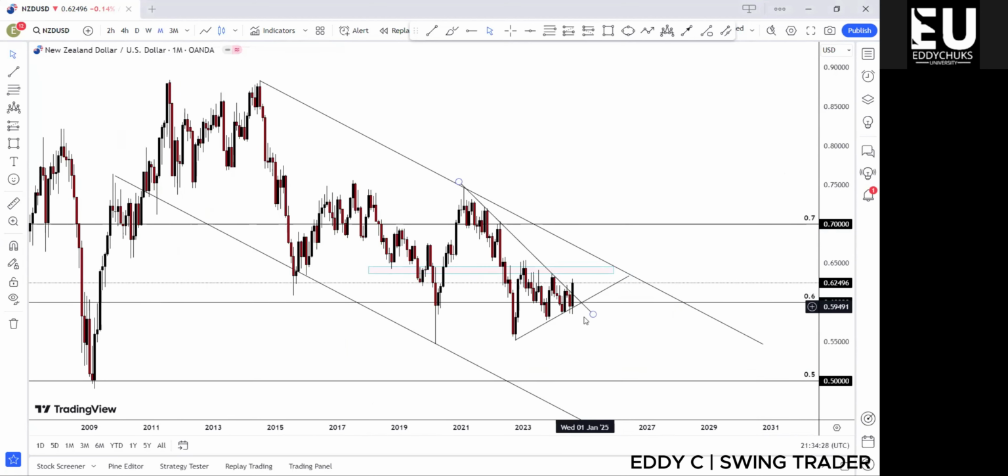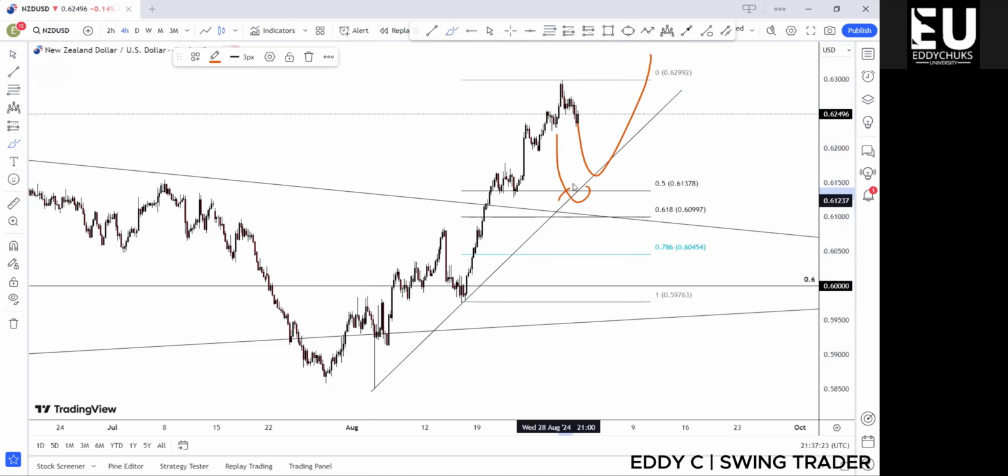Once we see the market retrace to this area here, this will be a very, very good confluence for us to enter this market to the upside. We're expecting a pullback around this area to then continue buying for the whole of September. NZD USD, we're going to continue buying for the whole of September.